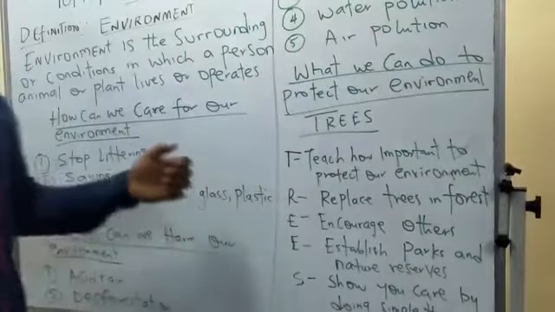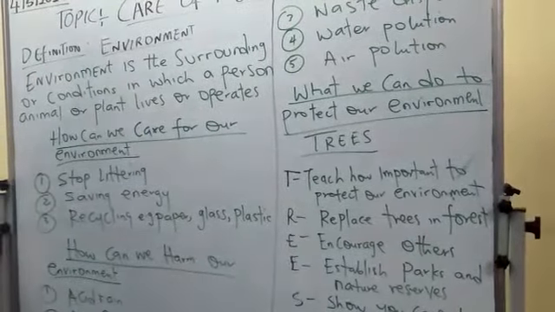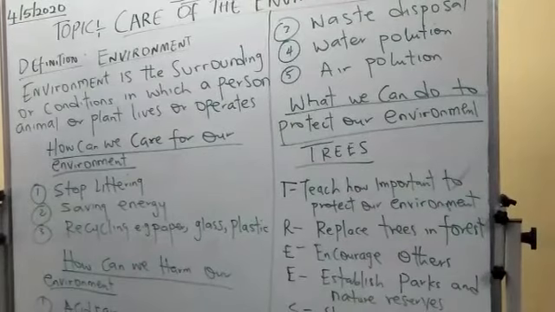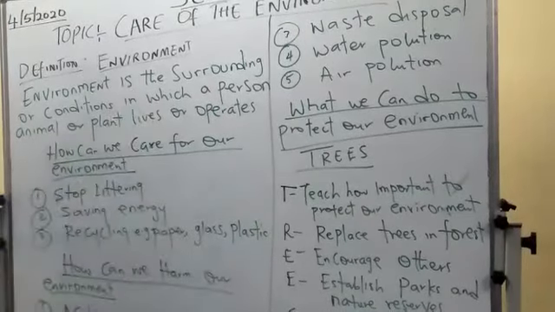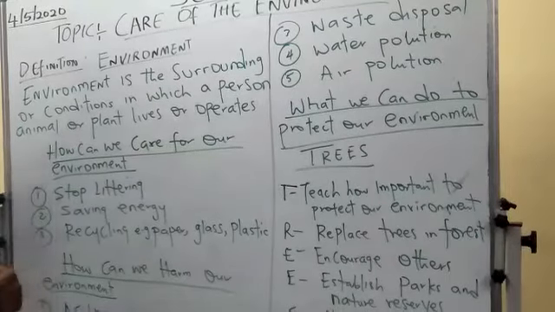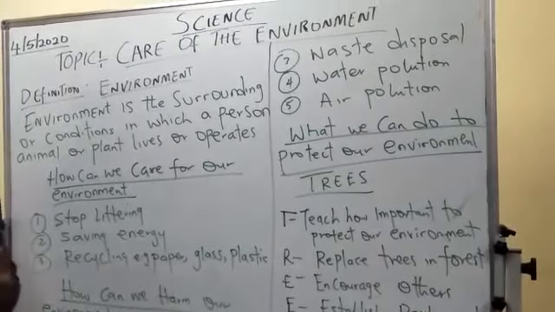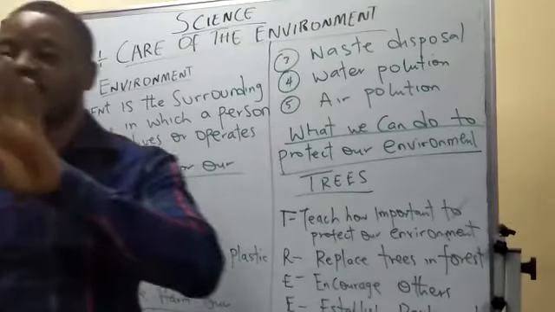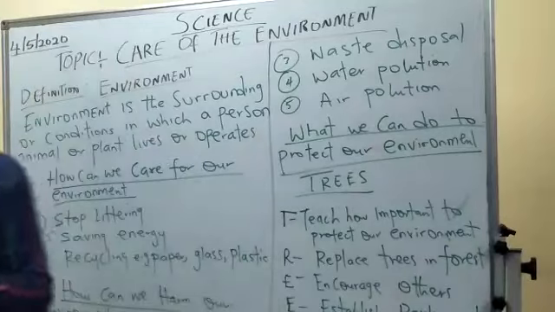Now, this is the definition of environment. As you can see, we have three things here: animal, plant, and a person. We have three things existing in our environment, and these three things are operating in this environment.